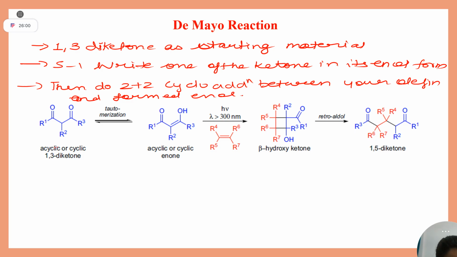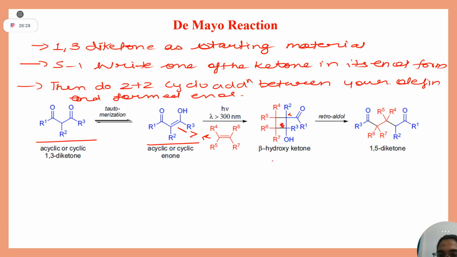So what you have done is, you are given this diketone, you have written one of the ketones into its enol form. Now you have to do a 2 plus 2 cycloaddition between these two olefins. Okay, you have made this compound.